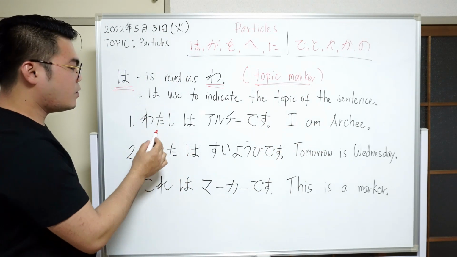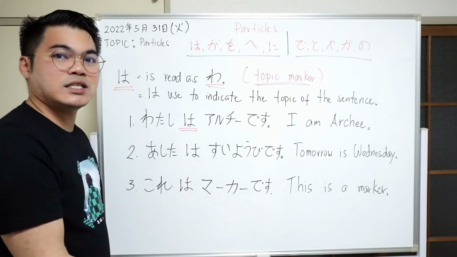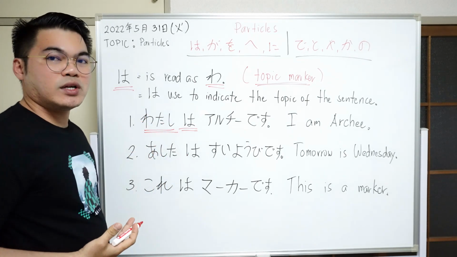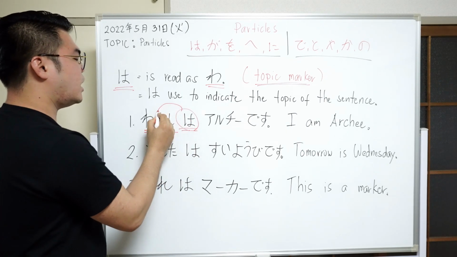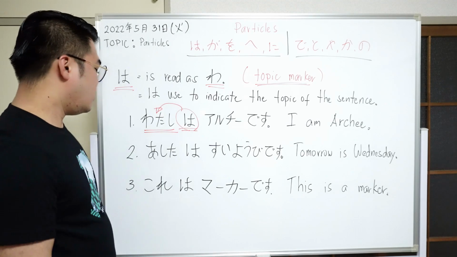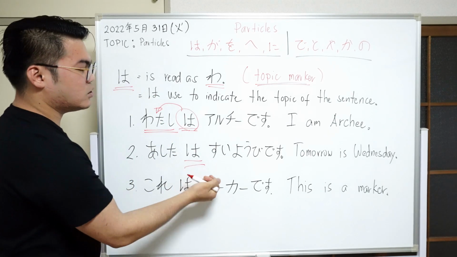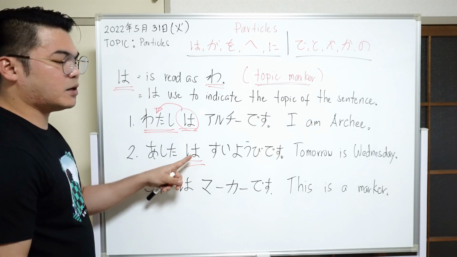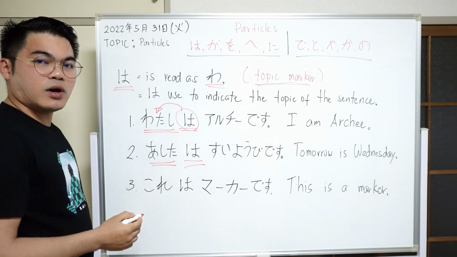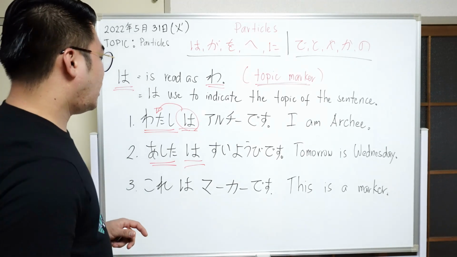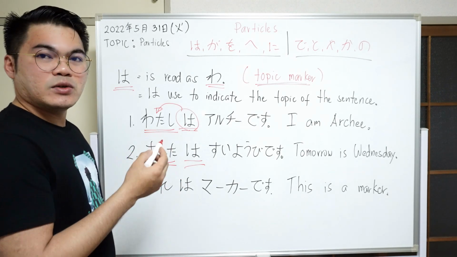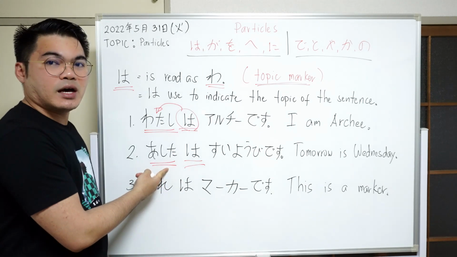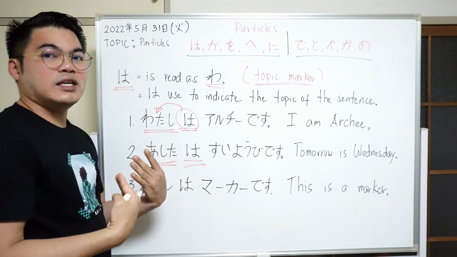For example, watashi wa Archie desu. I am Archie. Watashi, I, is our topic, so I put wa after the subject of the sentence. Number two, ashita wa suiyoubi desu. Tomorrow is Wednesday. I also put the particle wa after ashita, our topic. Just keep in mind that the particle wa is always after the topic of the sentence, and usually it is at the beginning of the sentence.